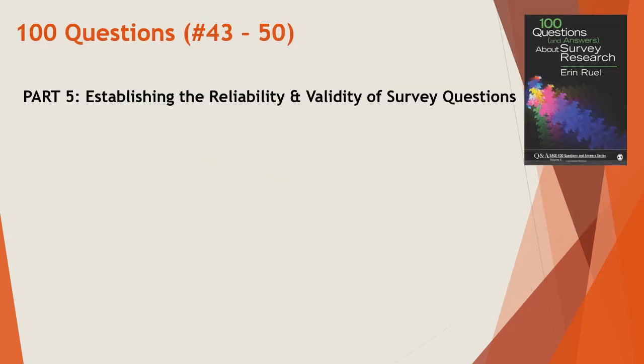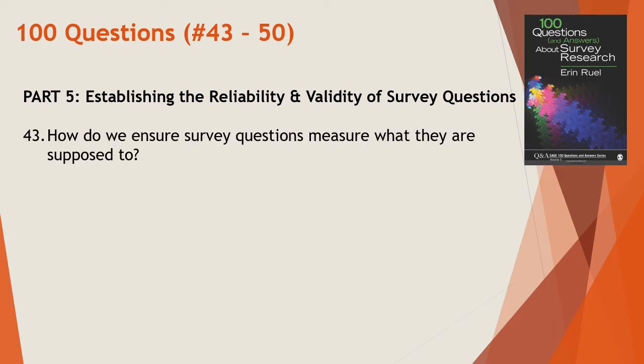Our reading from 100 Questions is on questions number 43 through 50, which make up part 5 of our text, establishing the reliability and validity of survey questions. Number 43 is, how do we ensure survey questions measure what they're supposed to? What we're talking about here is how to evaluate the validity of the questions and the reliability.